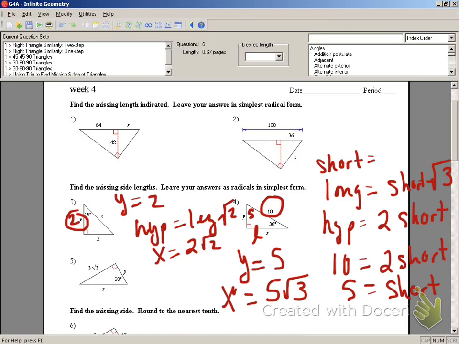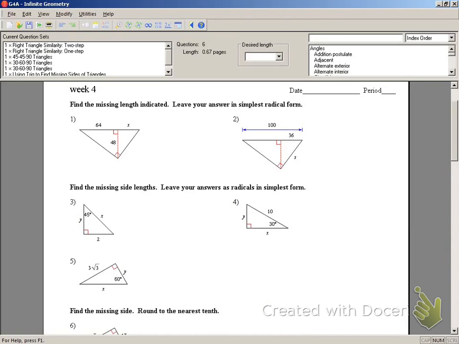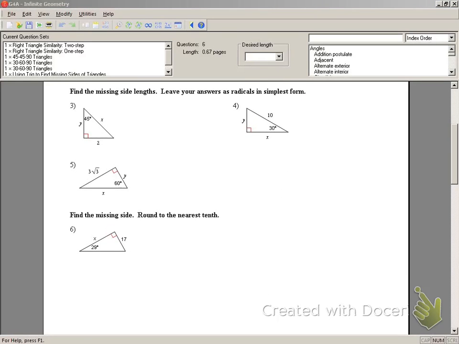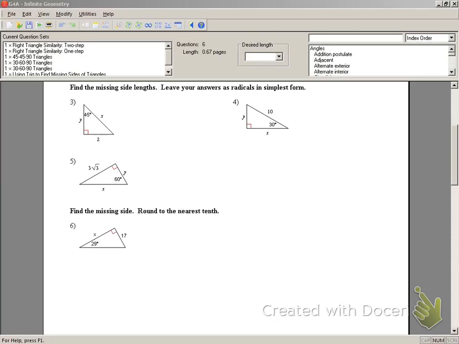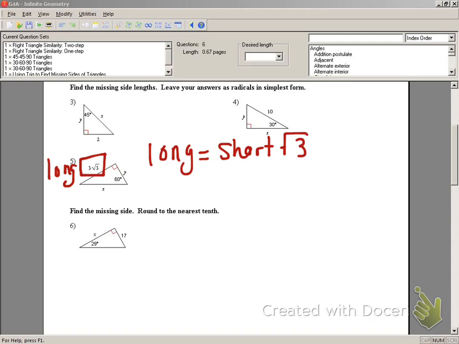Let's move to number 5. As we're looking at number 5, notice that number 5 is also a 30, 60, 90 triangle. There's a 60-degree angle there, so that means that this is my long side. Therefore, y is short, x is my hypotenuse. Remember, long equals short times radical 3. Plug in what we know. The long equals 3 radical 3.